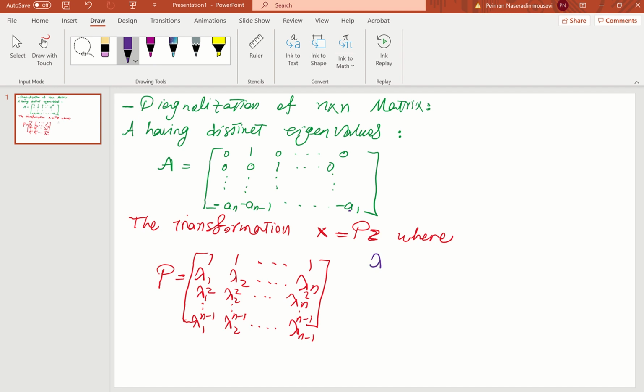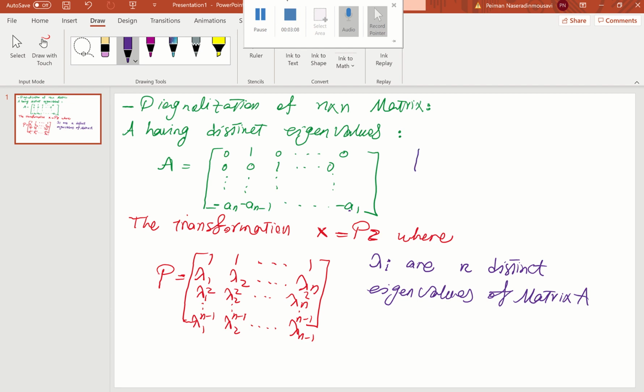Lambdas, as I taught you in the previous class, the lambda i's are the n distinct eigenvalues of matrix A. If you remember from the previous class, I said that you can find them from the determinant of lambda I minus A equals 0. We can find the eigenvalues from here.